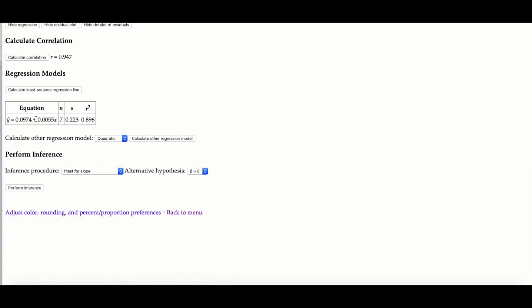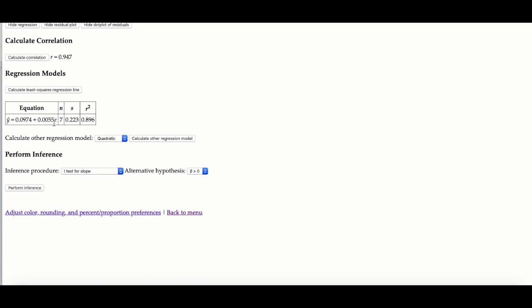Okay, so if I keep scrolling down, here's my equation. The y-intercept is 0.0974. That's what we would expect your GPA to be if you got a 0 on the SAT, right? And again, sometimes that's not a practically useful number. But this slope is 0.0055. So for every additional SAT point, 1 point, in SAT, we expect the GPA to go up by about 0.0055. That's how you interpret that.